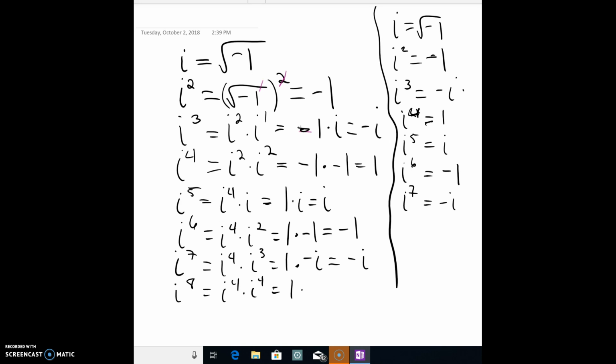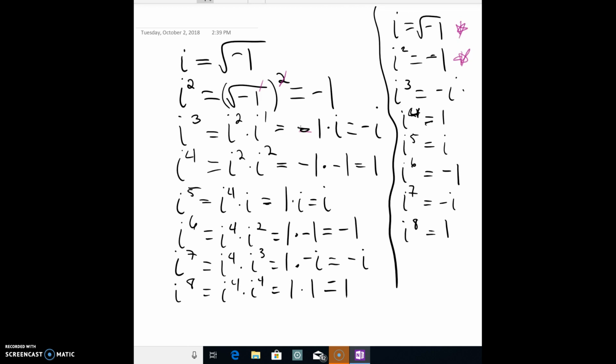That's the same thing as saying 1 times 1, which is 1. So i to the eighth is equal to 1. Now, the pattern that we build up here, we're going to talk about in a second. The 2 definitions you really have to make sure that you're comfortable with are these first 2, because we can develop everything else from them.